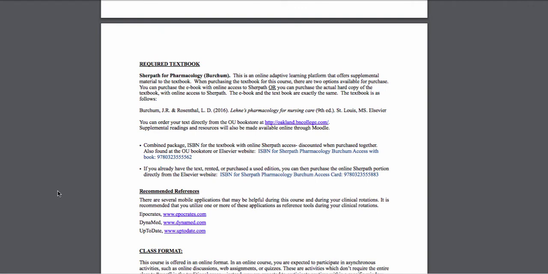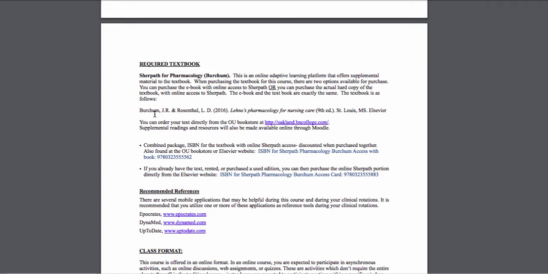In terms of the required textbook, we use Lehne's Pharmacology for Nursing Care, and we also use SurePath for Pharmacology. This is actually an online adaptive learning platform that supplements our textbook. There are two different options you can purchase. One is online access to SurePath with an ebook, which is exactly the same as the textbook, or you can purchase SurePath for Pharmacology access with the actual hard copy textbook. And you do get the ebook with this as well. So you have the ebook and the hard copy textbook.